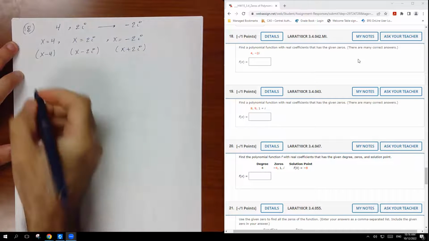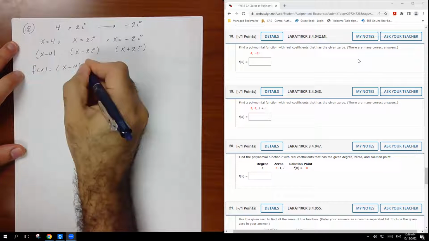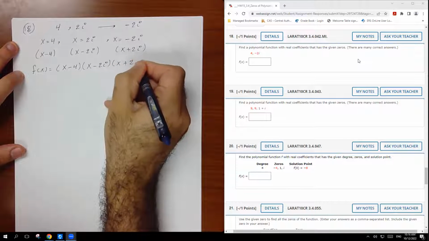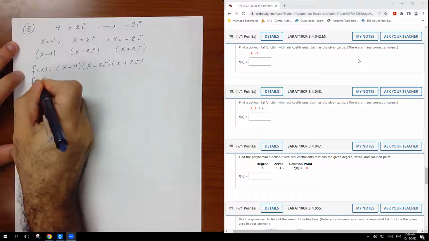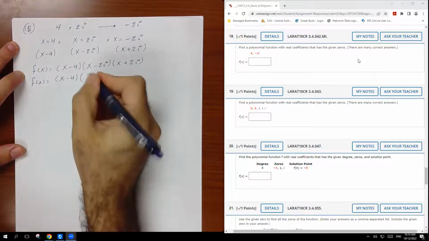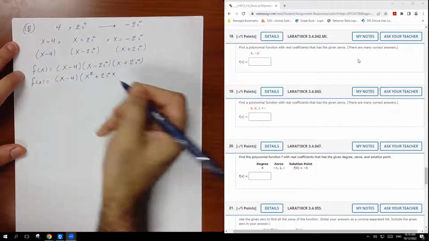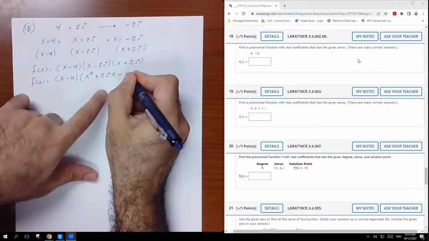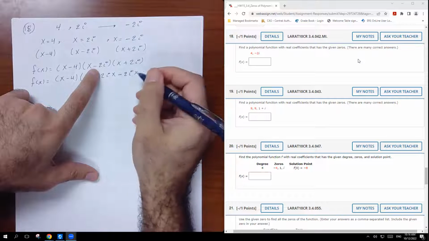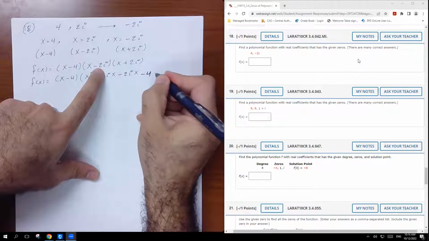Now we need to find the polynomial function. That means f of x is going to be equal to (x minus 4)(x minus 2i)(x plus 2i). You're gonna just FOIL it. I'm gonna FOIL these two parentheses first. So x times x is going to be x squared. X times 2i is going to be 2ix. Negative 2i times x is going to be minus 2ix. Negative times negative is going to be positive, and negative times positive is going to be negative. 2 times 2 is going to be 4, and i times i is going to be i squared.